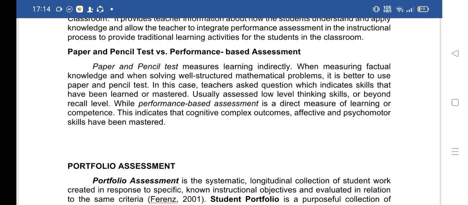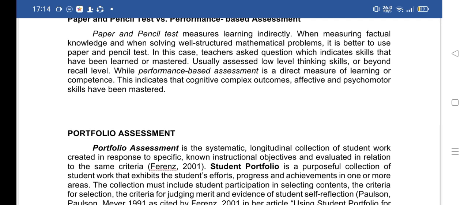Paper and pencil test measures learning indirectly. When measuring factual knowledge and when solving well-structured mathematical problems, it is better to use paper and pencil tests. In this case, teachers ask questions which indicate skills that have been learned or mastered, usually assess low-level thinking skills or beyond recall level, while performance-based assessment is a direct measure of learning or competence. This indicates that cognitive complex outcomes, affective and psychomotor skills have been mastered.